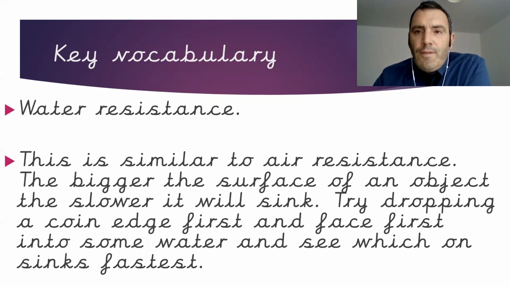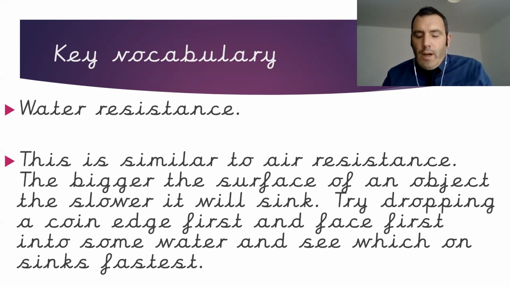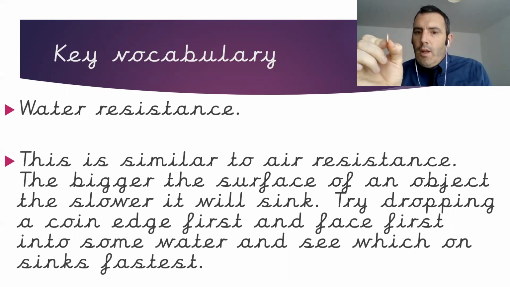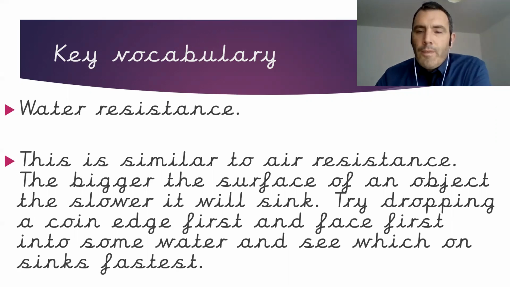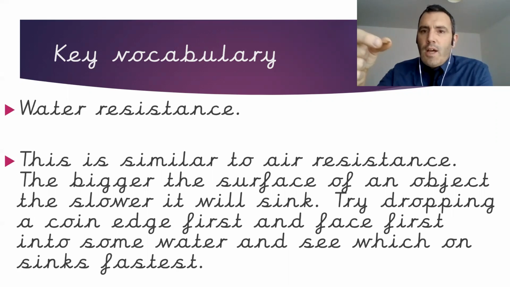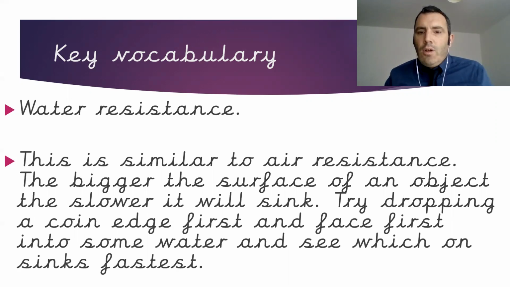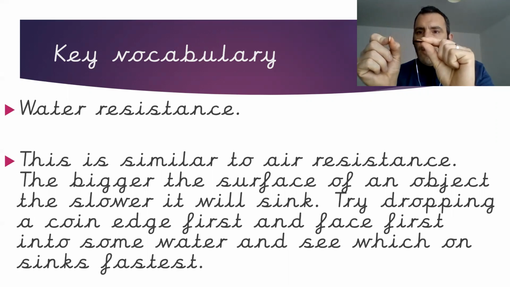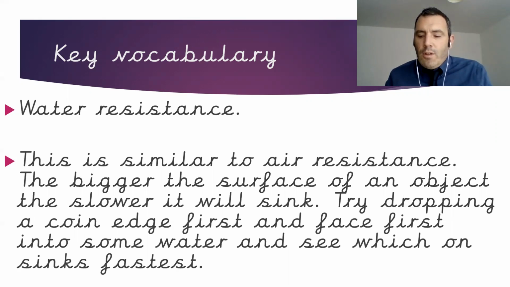Water resistance is very similar. It works in quite a similar way. So the bigger the surface of an object, the slower it will sink. Try dropping a coin, edge first, by that I mean this way, into some water. And then try dropping a coin, the same coin, face first. And if you can, get two coins and see which one sinks the fastest. Why not have a go with this one? Make a prediction, put it on Tapestry, and let me know how you get on.